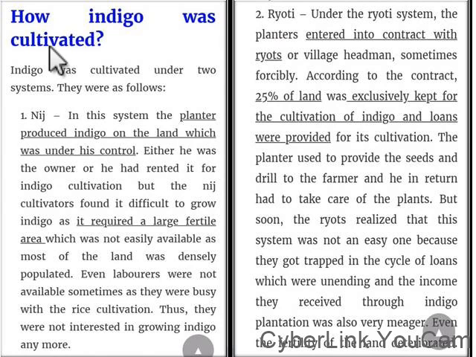Now let's see how indigo was cultivated. Basically, indigo was cultivated under two systems. They were as follows.